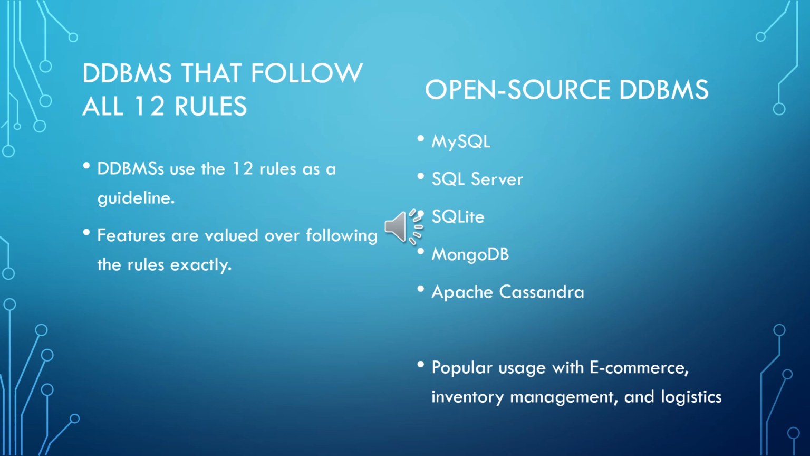A few examples of open source DDBMSs are MySQL, SQL Server, SQLite, Apache Cassandra, and MongoDB. Apache Cassandra is used by Facebook most famously, and some of its features include being able to scale up as more machines are added and being able to replicate all nodes of data for high fault tolerance. A few general uses that are popular for Cassandra are e-commerce, inventory management, and logistics products, and they leverage Cassandra's scalability and high fault tolerance nicely.